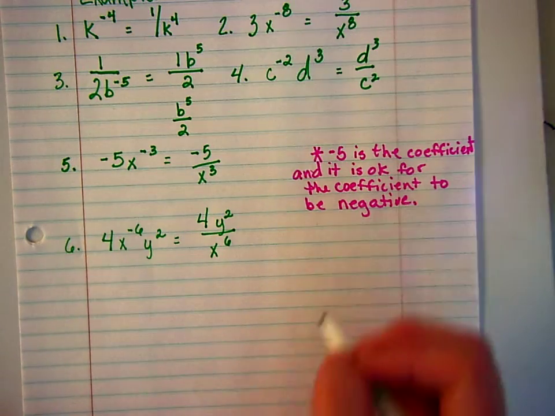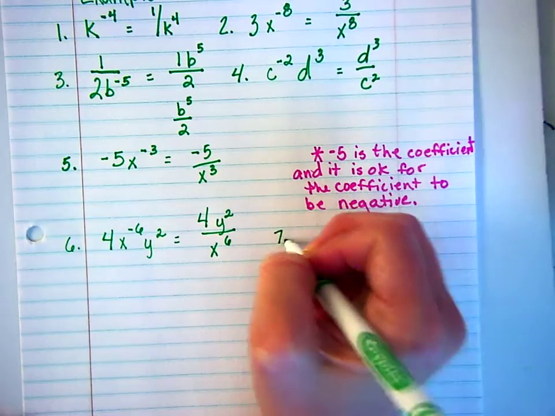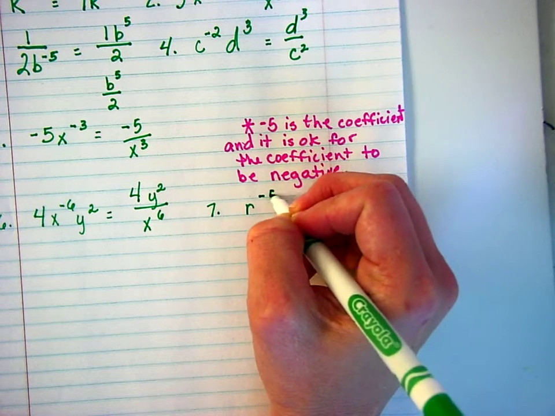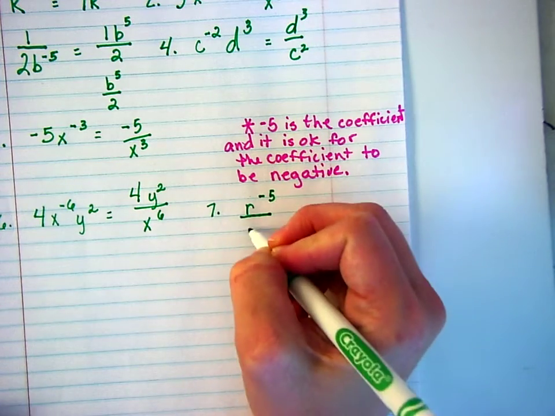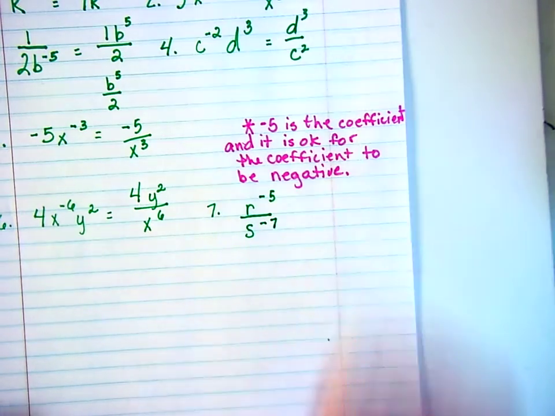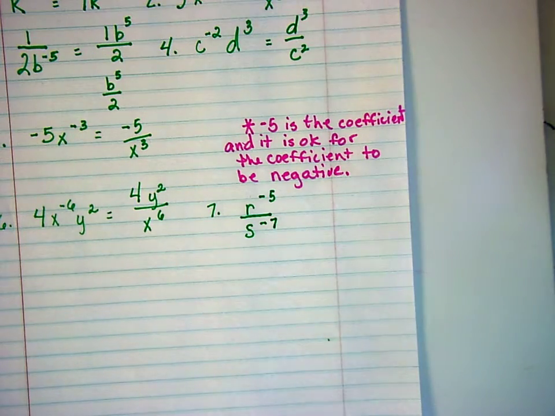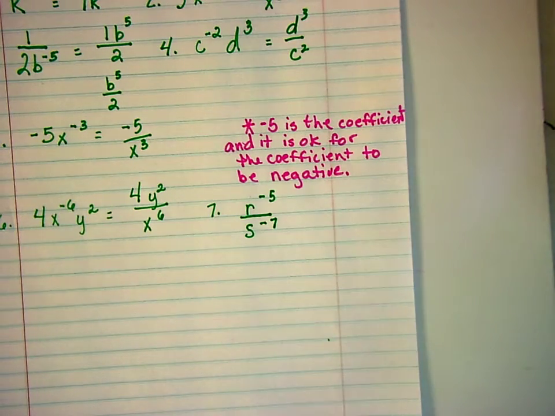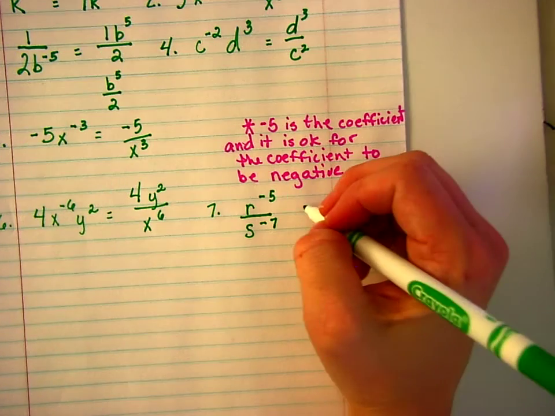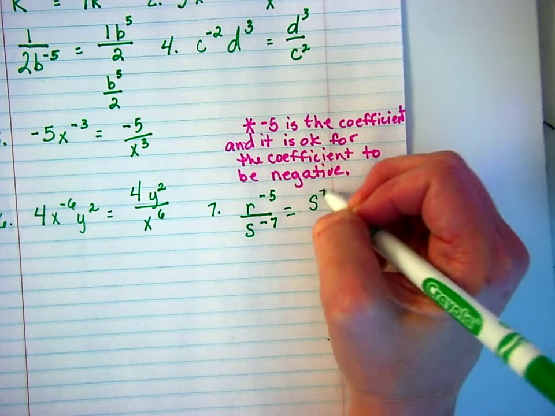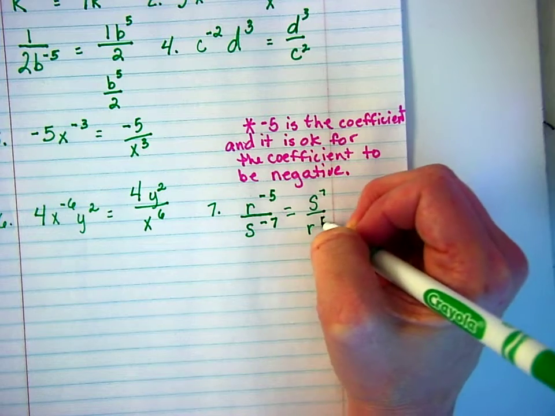Number 7. I have r to the power of negative 5, s to the power of negative 7. Who else has the answer? What do you think, Chris? They would just switch. Totally switch, and they carry their exponent with them, turning them to positives. s to the power of 7 over r to the power of 5.